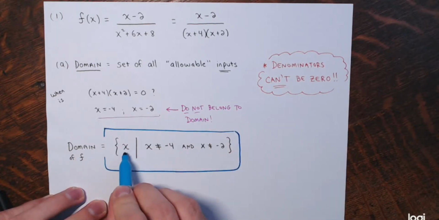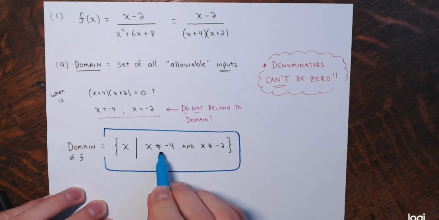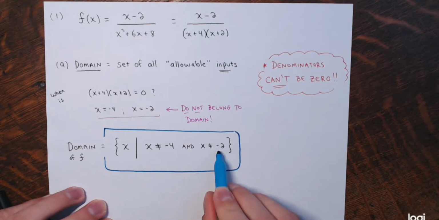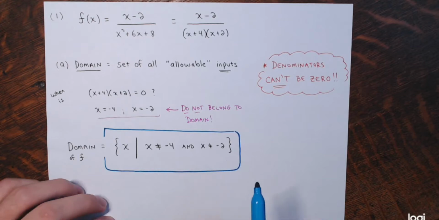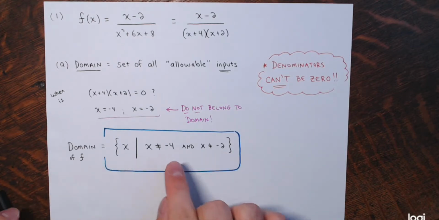I have the variable I'm describing. I can plug in any value of x I wish, as long as, and then over on the other side of the bar, what are the conditions on that variable. So this is every real number except negative 4 and negative 2.